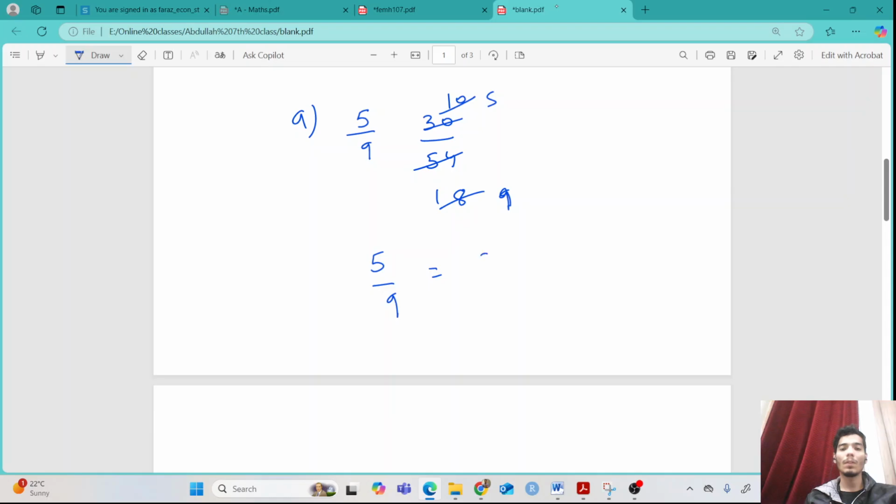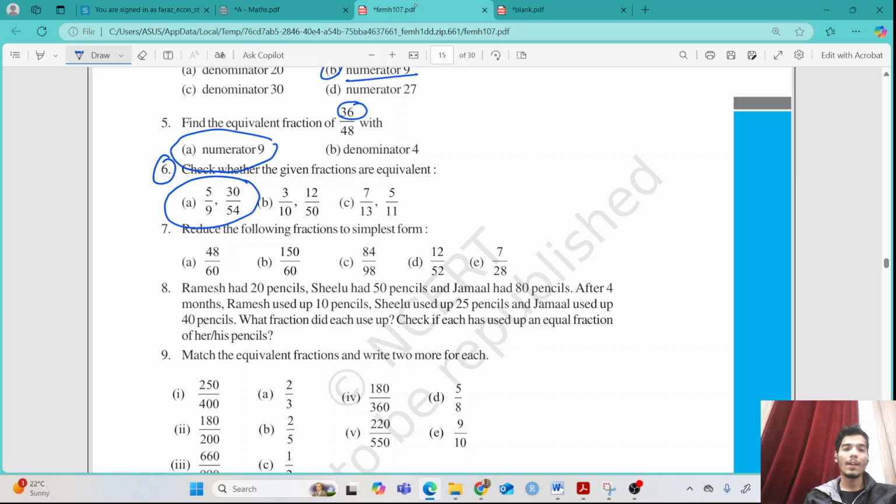So we can say that 5/9 is equals to 5/9. That's why these two fractions are equivalent. ऐसे हम ये A वाला part solve कर देंगे इसका.